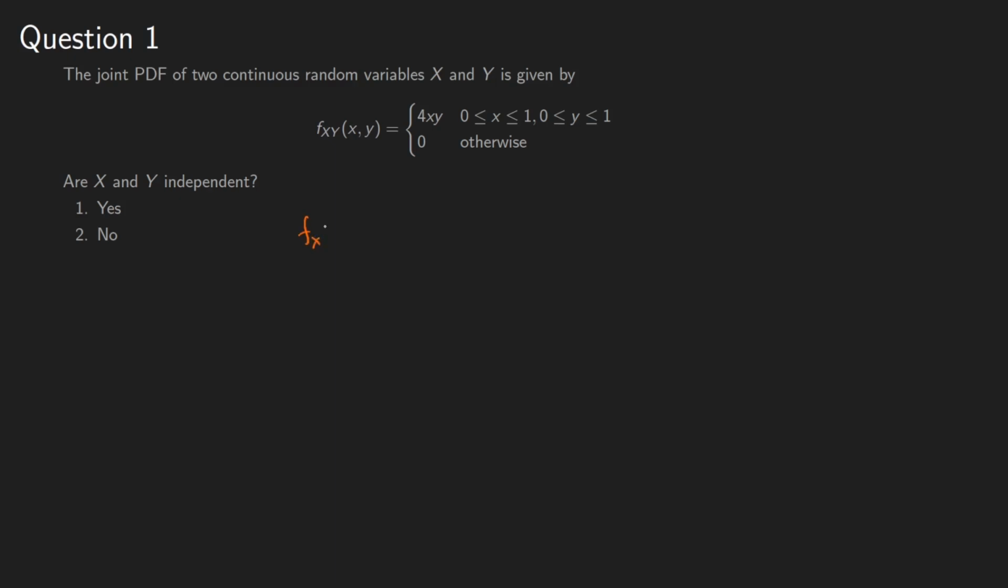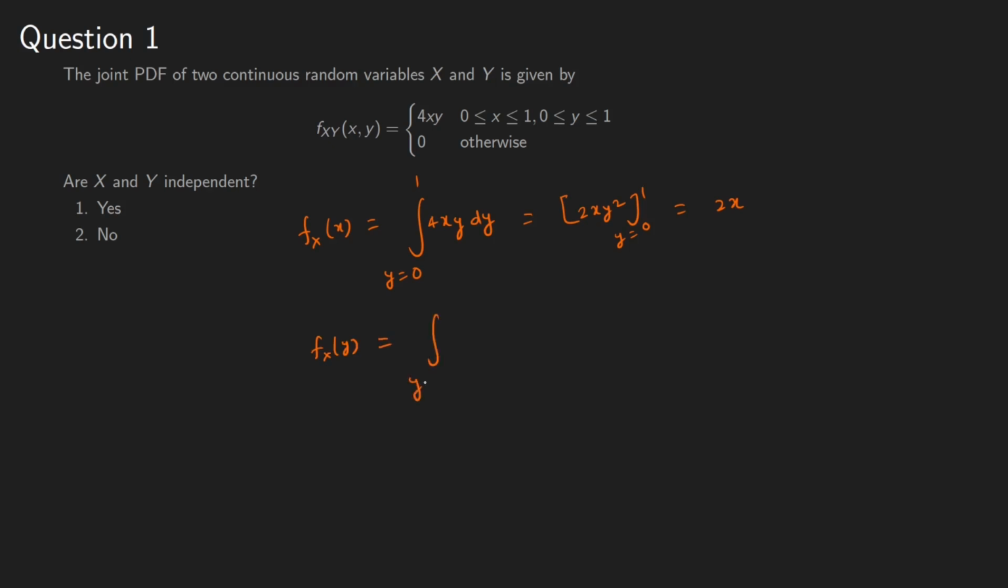We can write the marginal of x as the integration of the PDF 4xy with respect to y, and y goes from 0 to 1. If we integrate it, we will get 4xy squared by 2, so it will be 2xy squared between y equals 0 and 1. So it will be just 2x. So 2x is the marginal PDF of x.